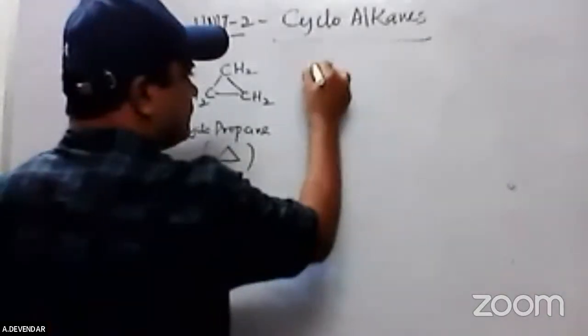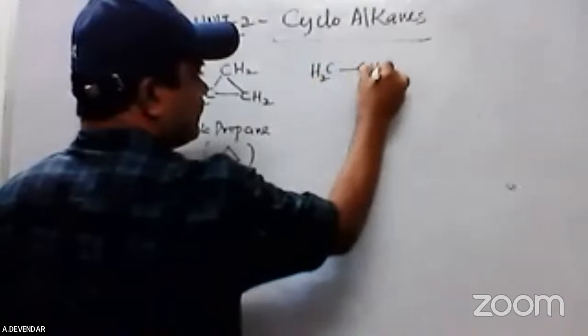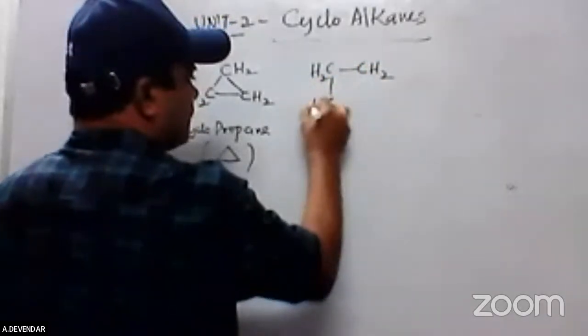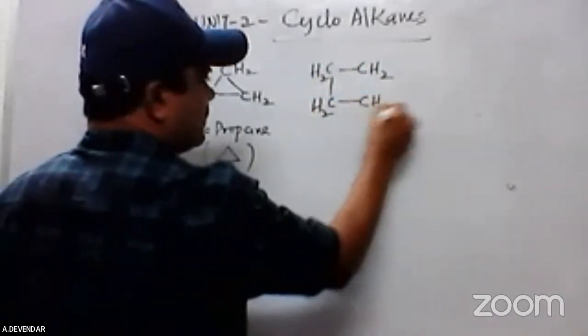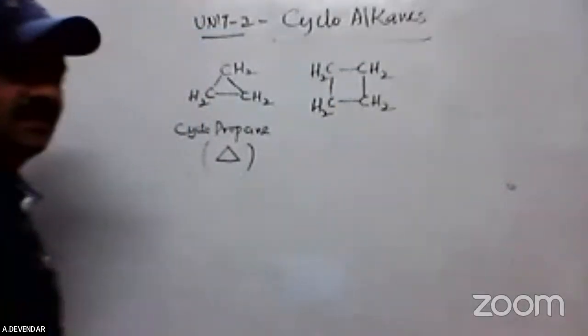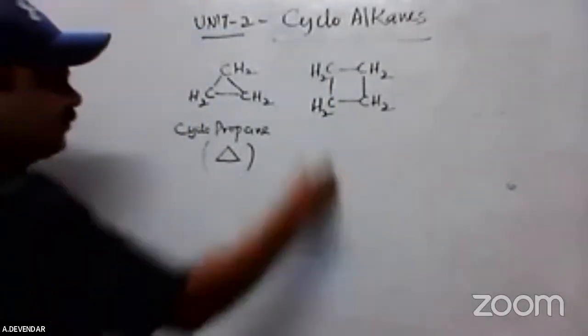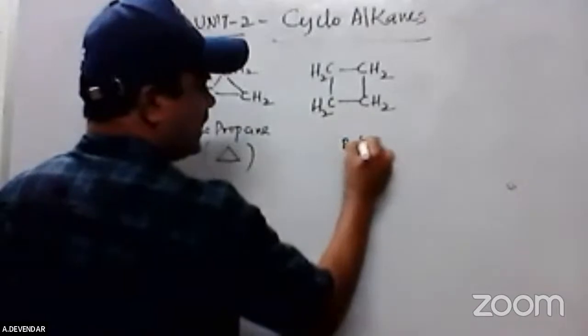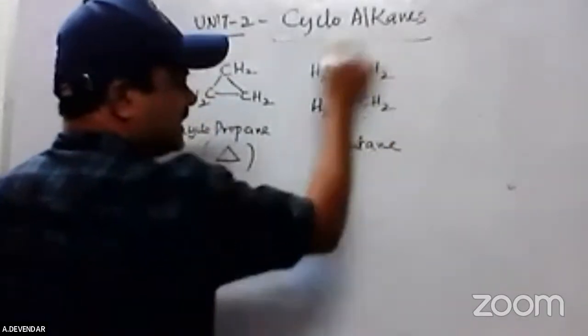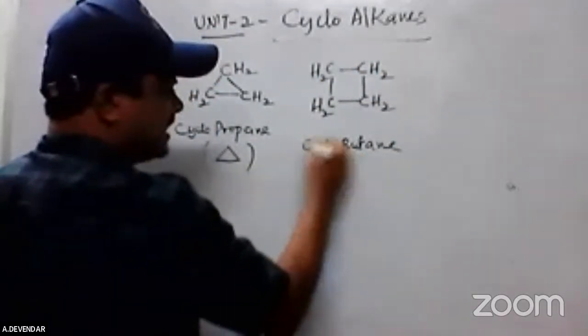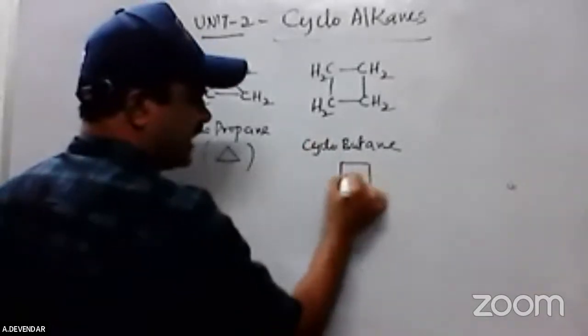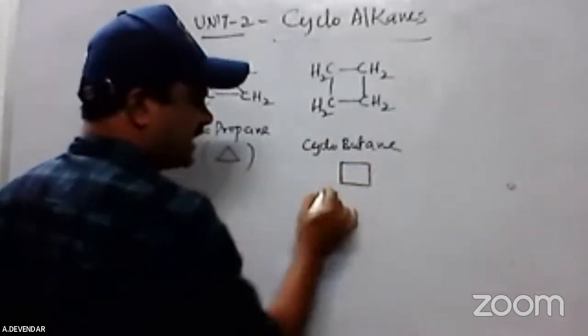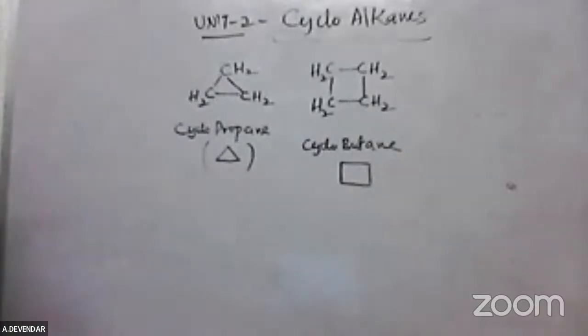In a similar manner, I can write. See friends, here the number of carbons is 4, that means but. It is a saturated butane. It is in cyclic form, so it is called cyclobutane. So from the next word onwards, I can write this cyclobutane as a square. Okay.